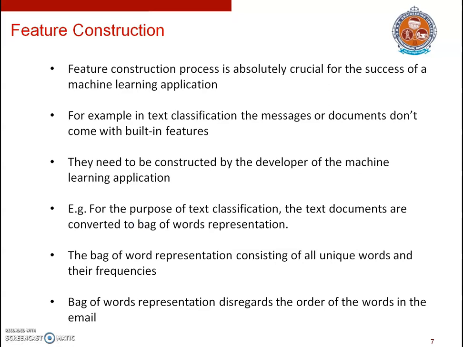Feature construction plays a crucial role in the success of machine learning applications. For example, in text classification, the messages or documents don't come with built-in features. Here, we need to construct the features in order to develop a machine learning model. For example, for text classification purposes, the text documents can be converted into a bag of words representation. Bag of words representation is nothing but we select all the unique words from the documents along with their frequencies. But bag of words representation does not consider the order of the words in the email.